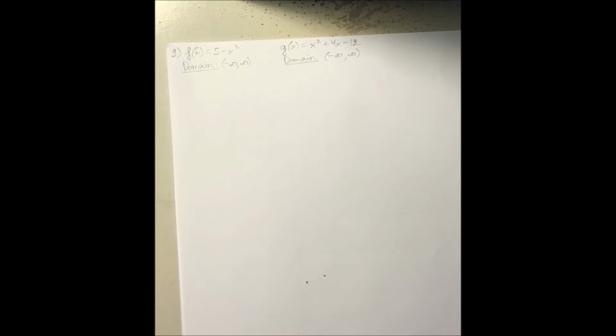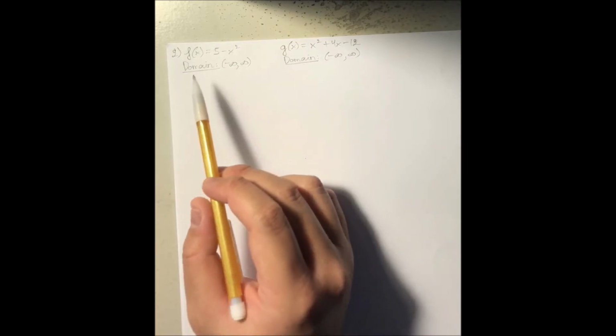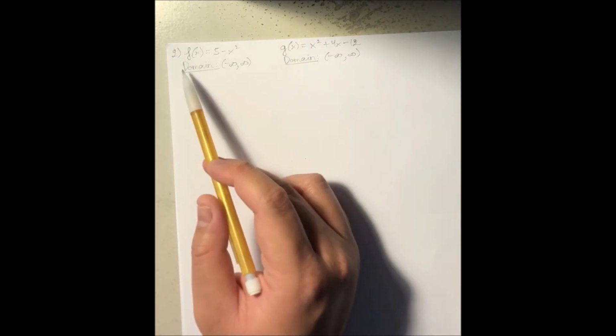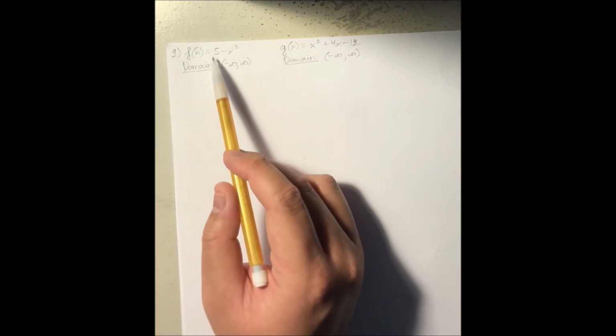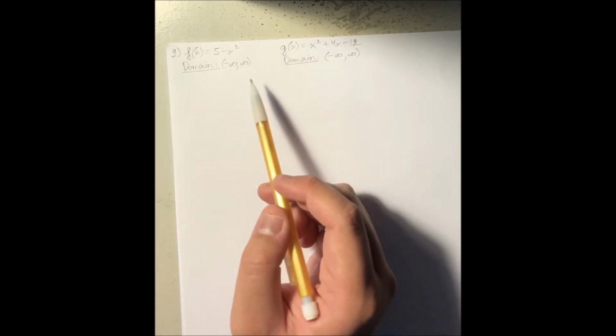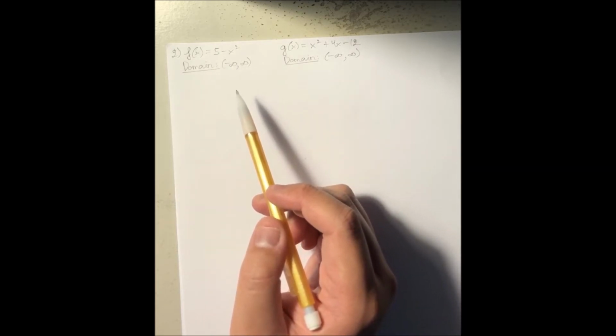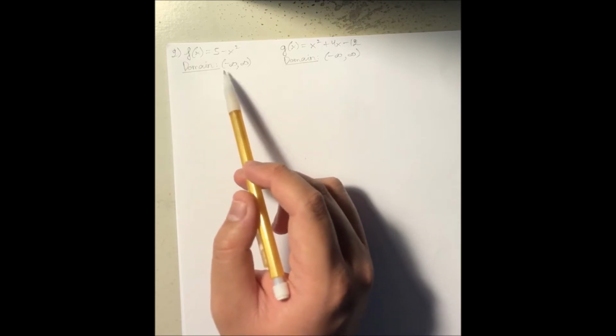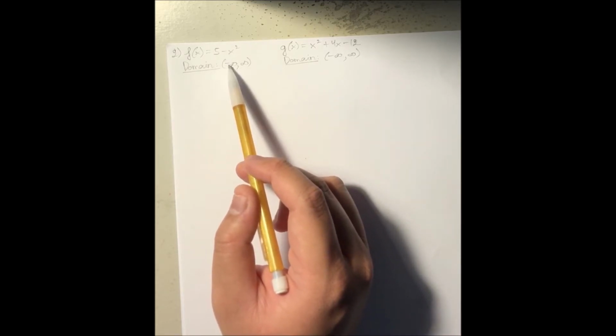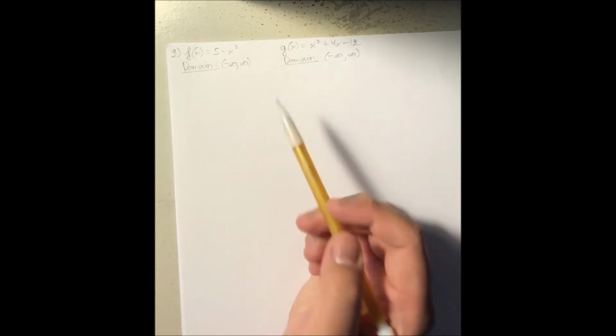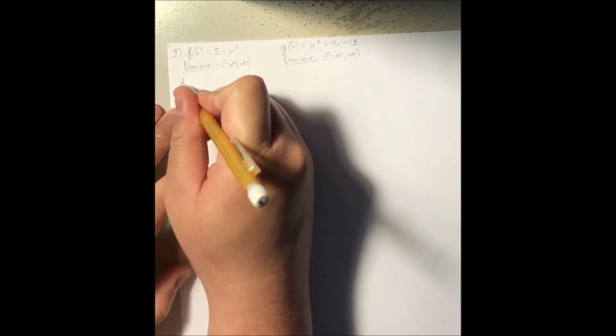Example 2 of finding the domain of a sum, difference, and product of two functions. In number 2, we are given these two non-rational functions here, so immediately we can tell that since they don't have any denominator, they don't have any point of discontinuity, so the domain of both of these functions is all real numbers, hence from negative infinity to positive infinity, open interval.